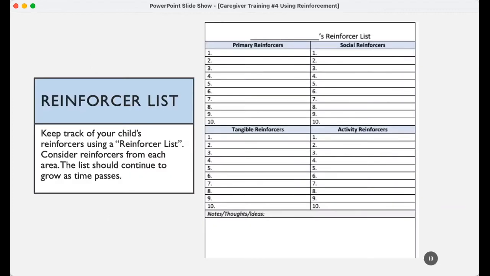Keep track of your child's reinforcers using a reinforcer list. Consider reinforcers from each of these areas. Start with two or three, and your list should grow as time passes and you discover more reinforcers.